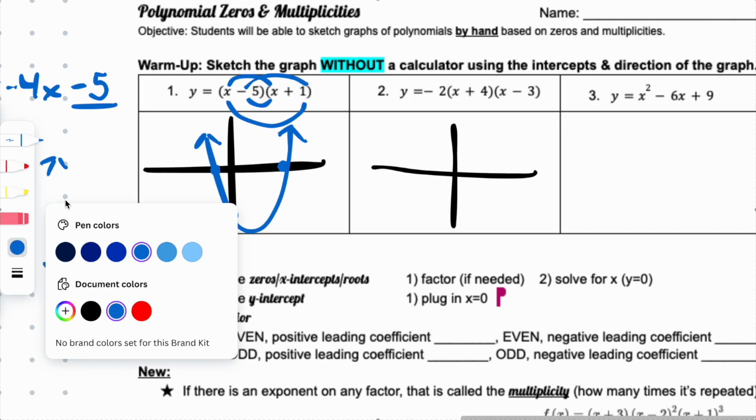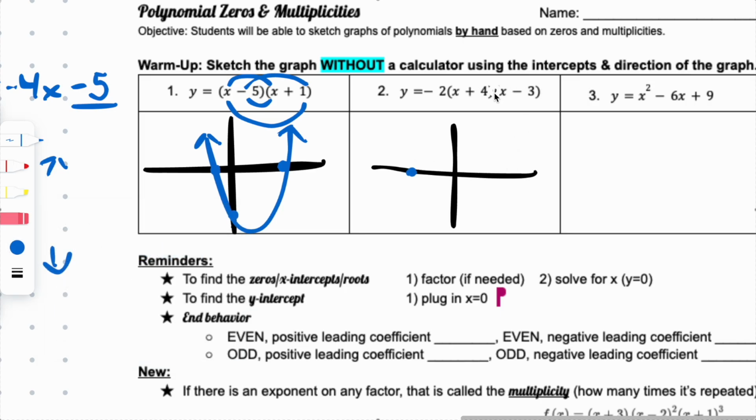In this case, again, we have it in intercept form, so we want to set this parentheses equal to 0. We get -4, and here we'll get +3. And then we have a negative. Again, this is a quadratic, so we know it's ending in the same direction, but we have a negative leading coefficient, so it's going to open down. I'm going to keep that in my brain, but first I'm going to find the y-intercept by FOILing it out.